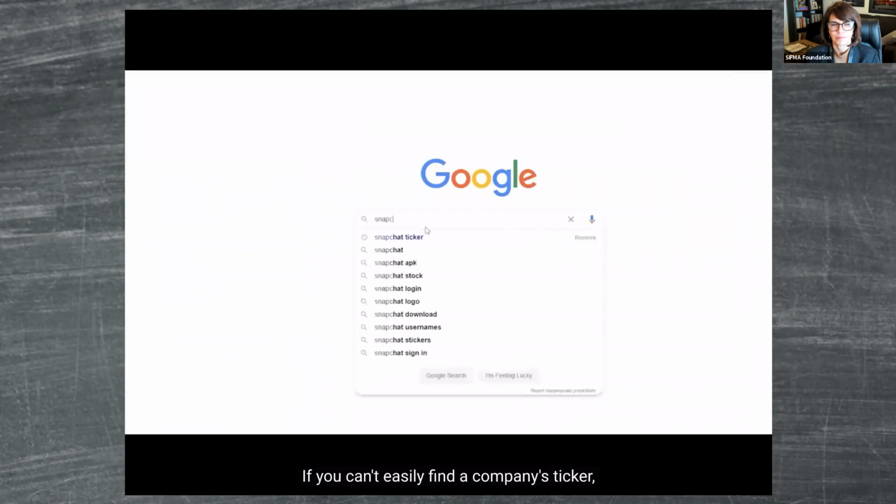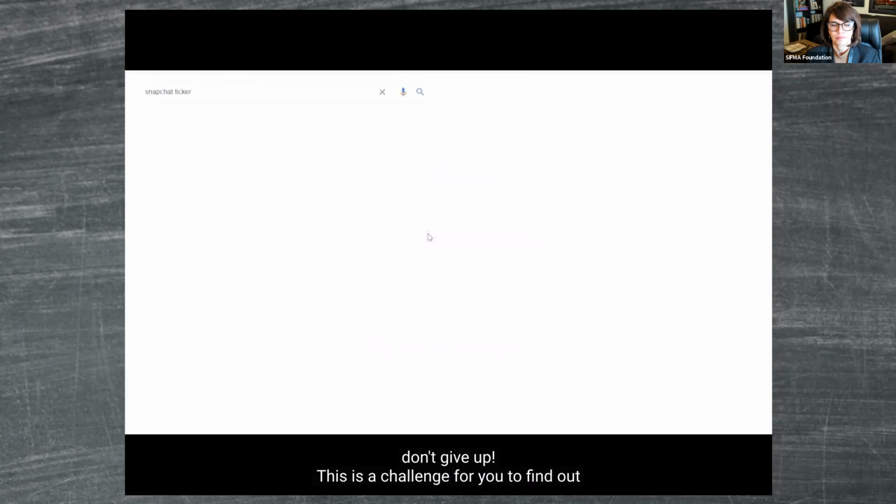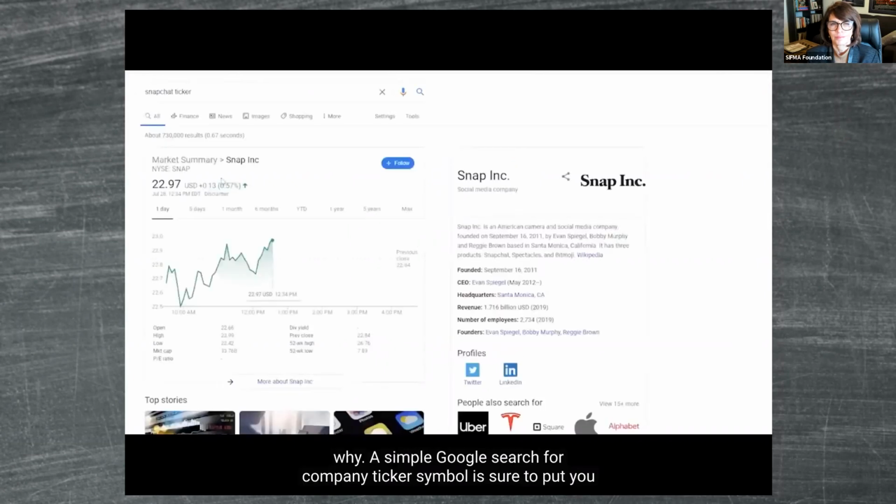If you can't easily find a company's ticker, don't give up. This is a challenge for you to find out why. A simple Google search for company ticker symbol is sure to put you on the right track.